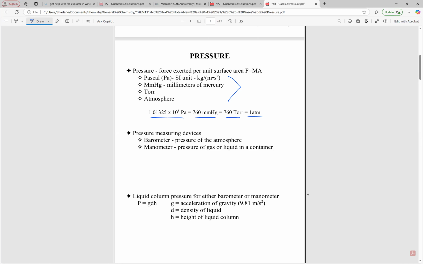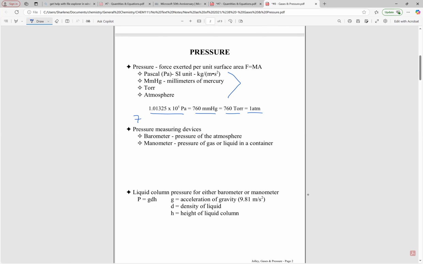So let's just try one. Atmospheric pressure is usually listed in millimeters of mercury. So if atmospheric pressure was 773 millimeters of mercury, how many atmospheres is that? Well, we know that there are 760 millimeters of mercury in 1 atm. And so, where's my calculator?